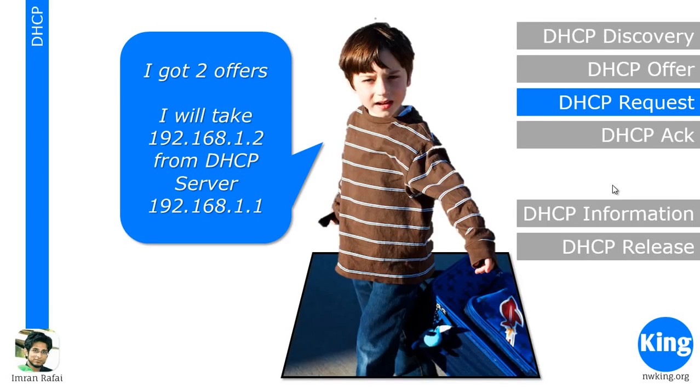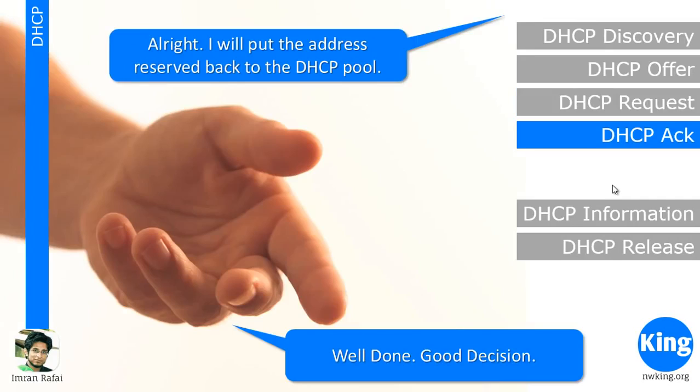So let's assume that it wants to accept the first one. So what it does is it sends a DHCP request packet. Now the DHCP request packet says, okay, I will take 192.168.1.2 offered by DHCP server 192.168.1.1, right? Now that's again sent back to the network, and the DHCP server hears that. Now when the DHCP server at 192.168.1.1 hears that, he says, all right, I acknowledge that. So he sends a DHCP ACK to that.